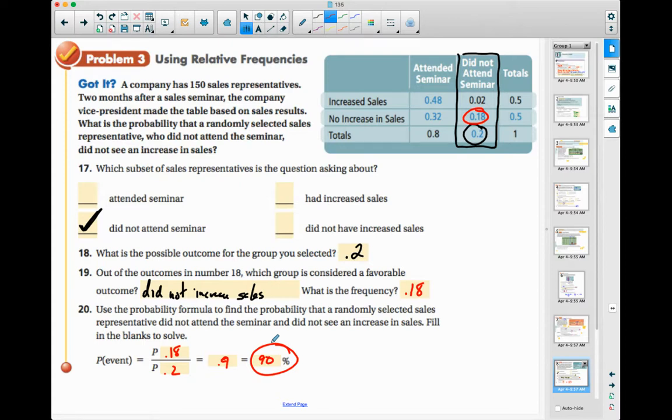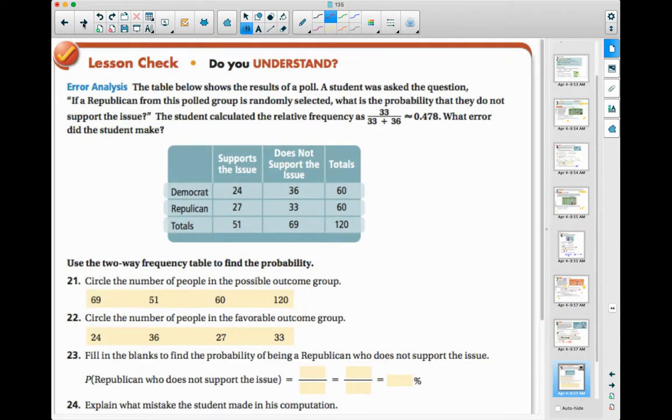If we combine the two problems that we just did, it was 60% effective for people who went. It was 90% effective, or not effective, for people who did not go. So as the owner of this company, you can make a decision and say, I like those percents. Let's bring back this seminar the following year and require our people to go, because this seminar helps increase sales. Go ahead and pause the video and do a lesson check on your own.